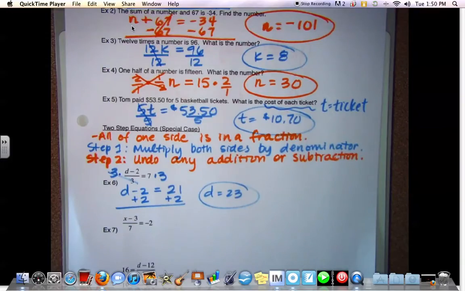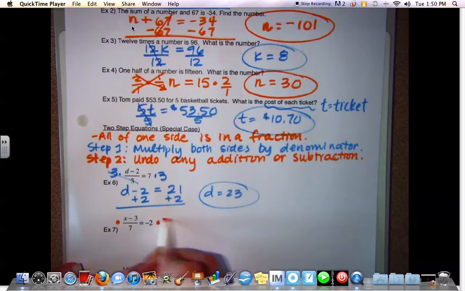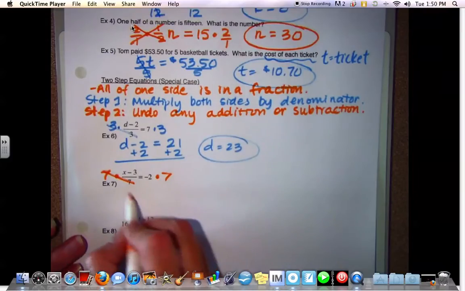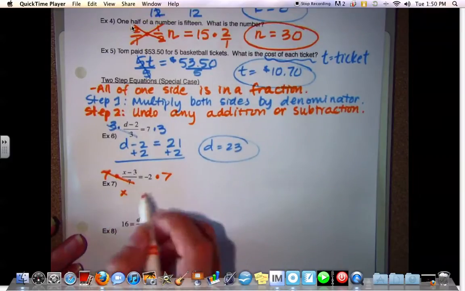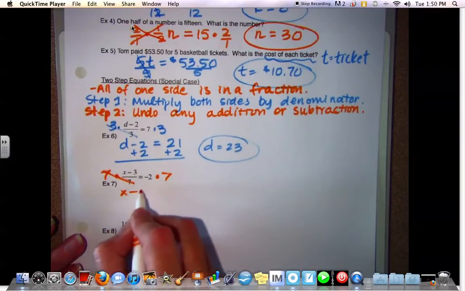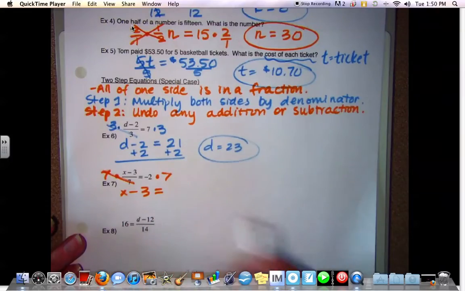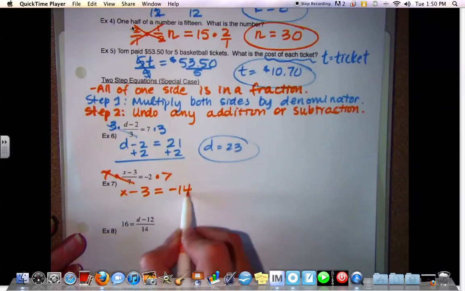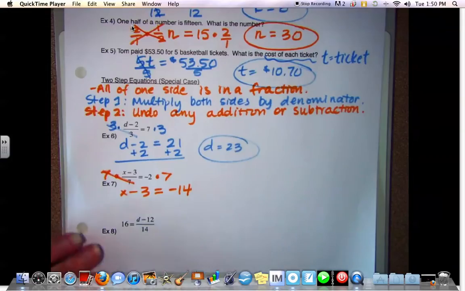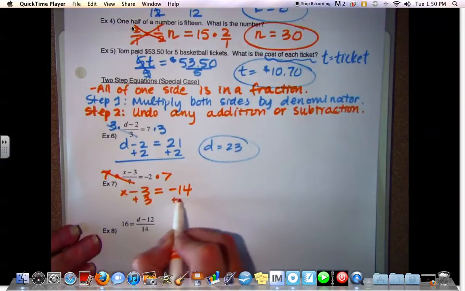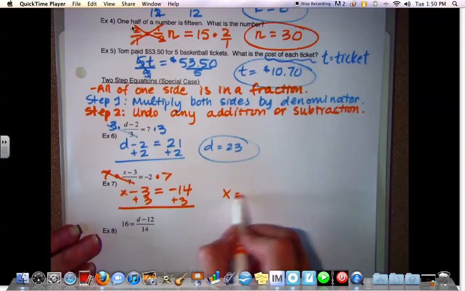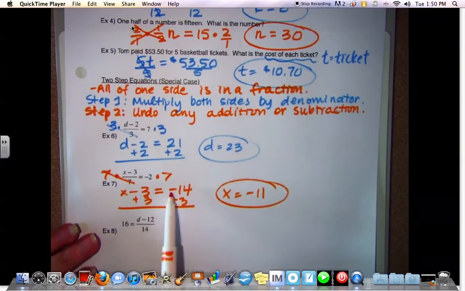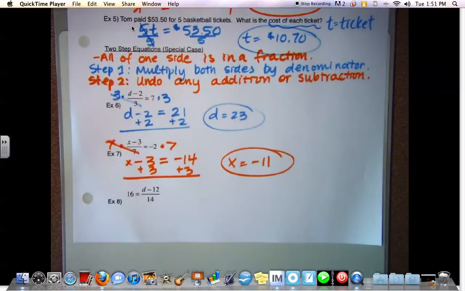Example 7. You're going to multiply both sides by what? 7. So we cancel the 7s on the left, and the other side equals -14. What we have remaining on the left is x minus 3, and that equals negative 14. So x equals 17? No, negative 11. How is it negative? Because you're adding a positive 3 to negative 14. So you have more negatives than positives.